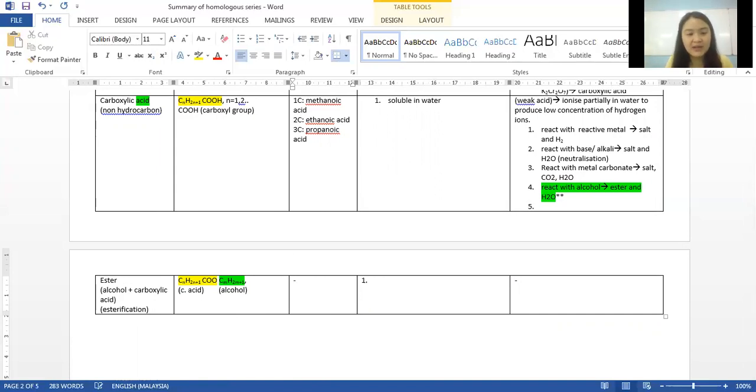We name esters based on which alcohol and which carboxylic acid we use to form them. If I have time, I'll produce another video to teach you the specific naming for members of esters. For today, we'll be focusing on the physical properties of esters.